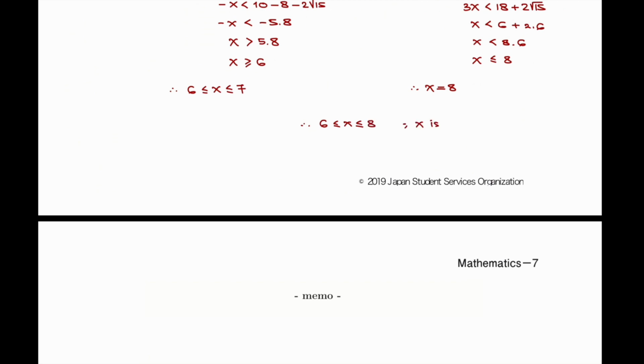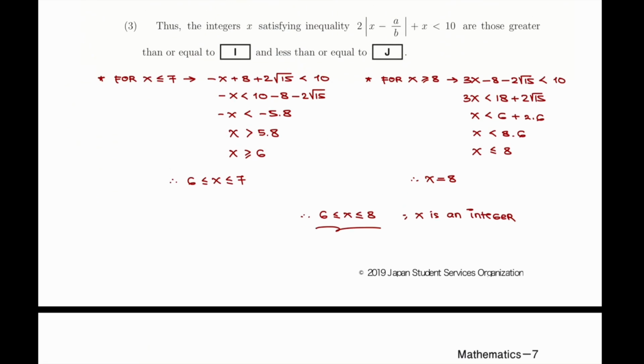X is an integer. This is my final answer. So, the integers x satisfying this inequality are those greater than or equal to 6 and less than or equals to 8. So i is 6 and then j is 8.